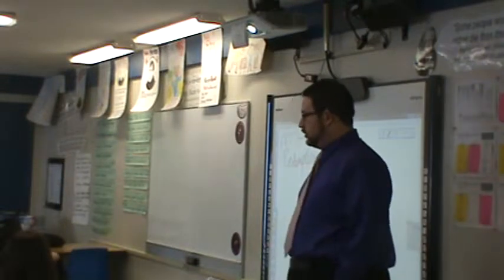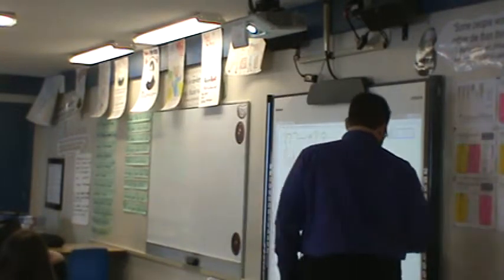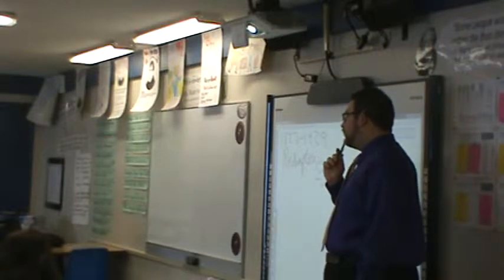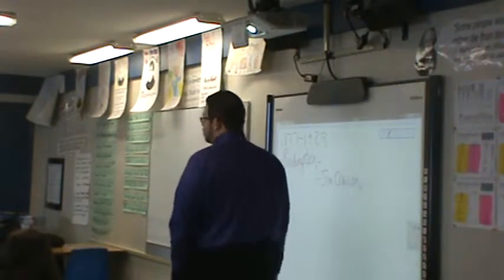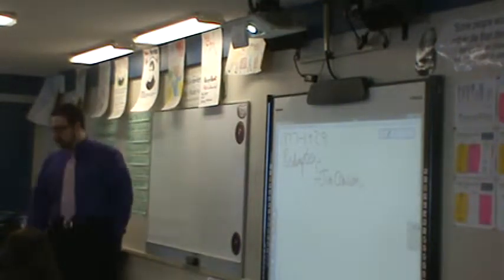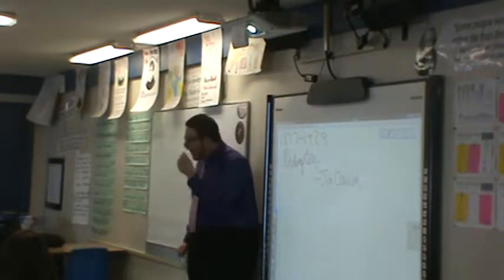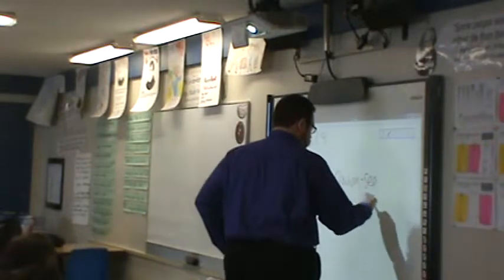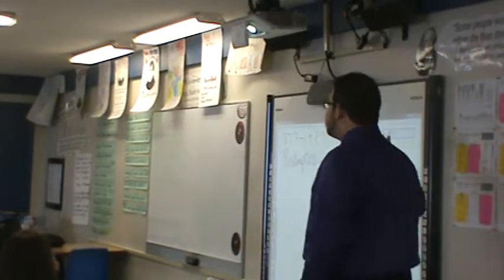What is Jim Crow? Laws. Laws that do what? Limit the blacks' rights? It's very specific. What do Jim Crow laws do? They establish what? What is Jim Crow? It is a system of laws that provide for what? Segregation. Jim Crow are the laws that provide for segregation.